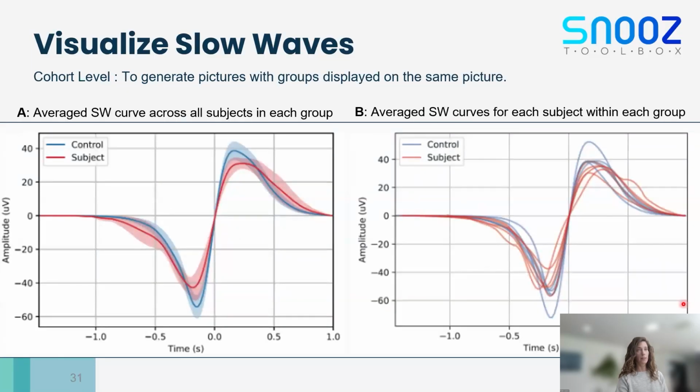Here are two additional examples generated at the cohort level. In figure A, the image shows the average slow wave curve across all subjects in each group, allowing you to explore differences between groups. So in this case, the amplitude of the subject group is lower than the control. And in figure B, the image shows the average slow wave curve for each subject within each group, which helps identify potential outliers.